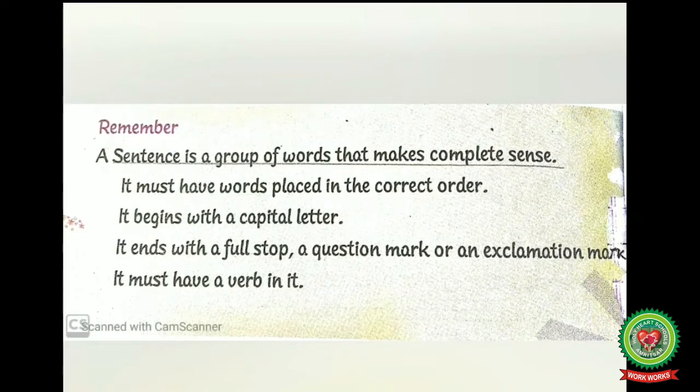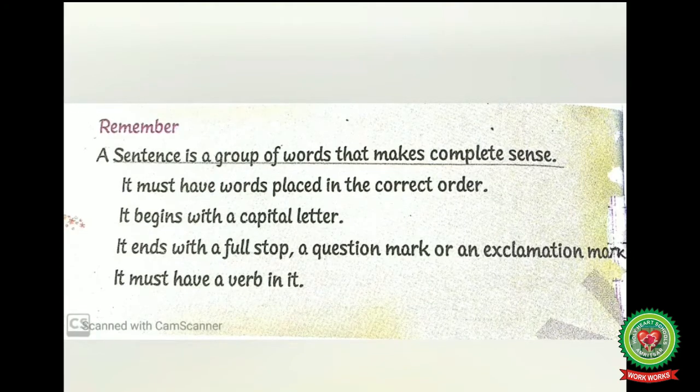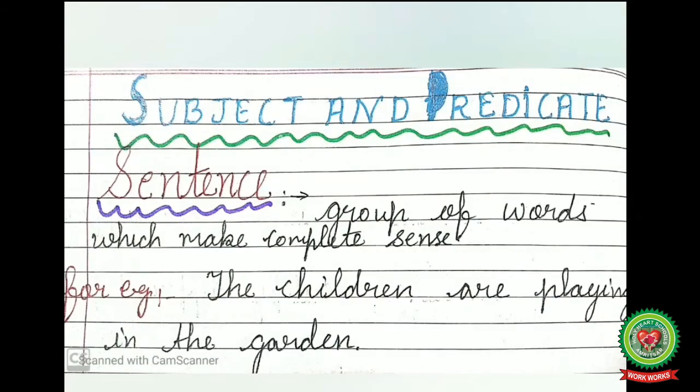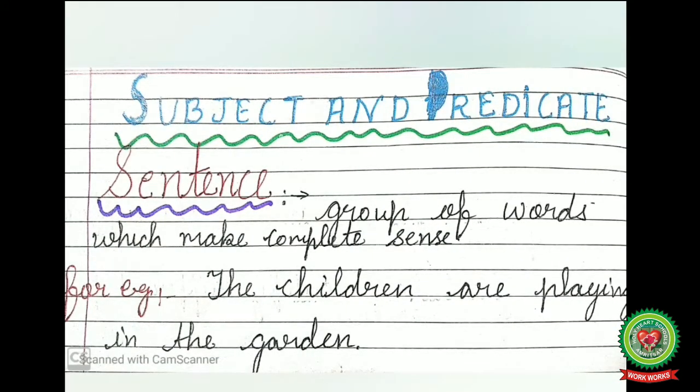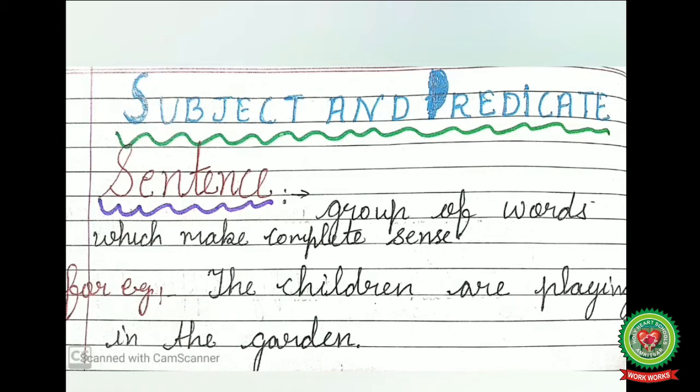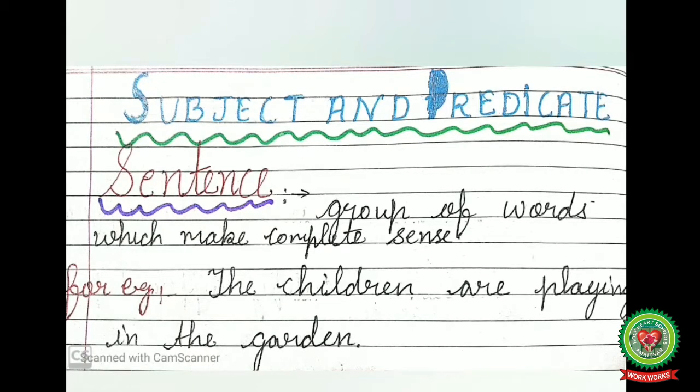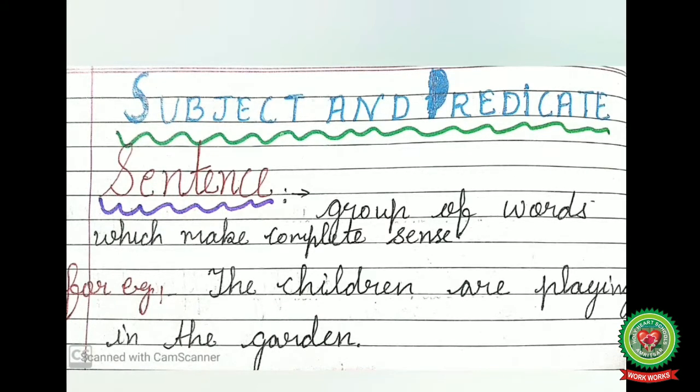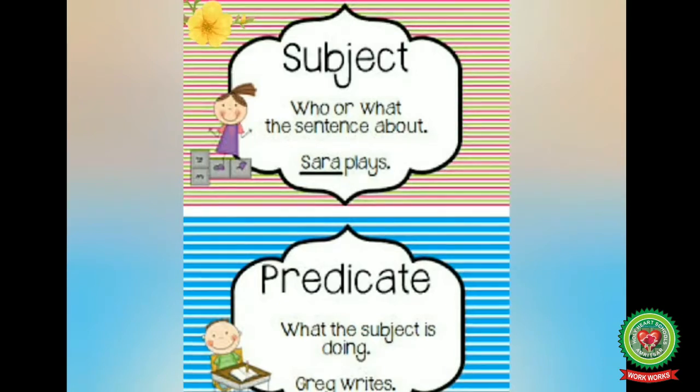It must have a verb and a subject. For example, the children are playing in the garden. These are the group of words which make complete sense. So we can say a sentence is a group of words that makes complete sense. Now we'll come to our topic subject and predicate.